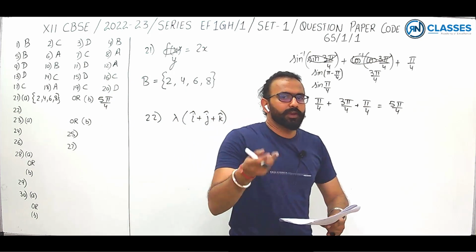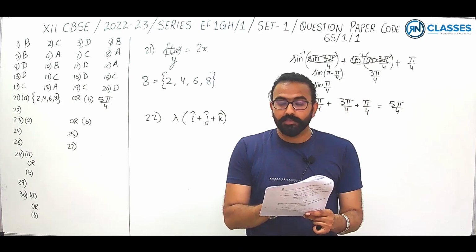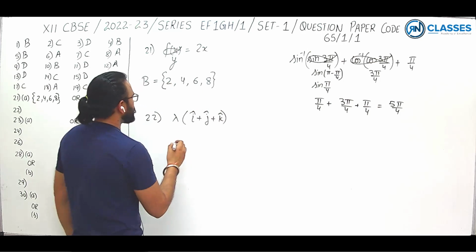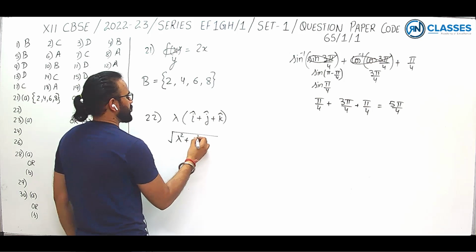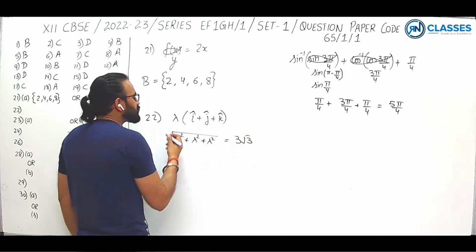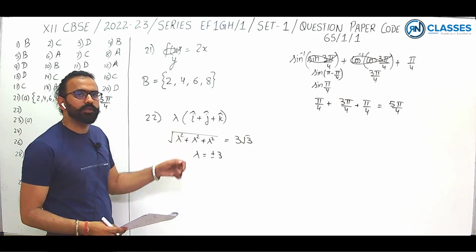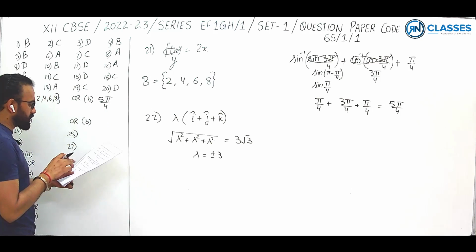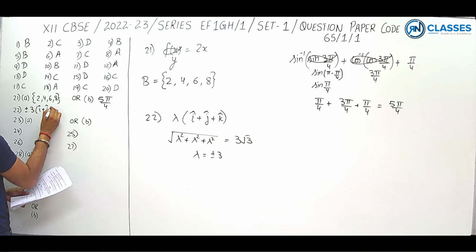So overall I have to find the value of lambda. In order to find the value of lambda we are given one condition, that the magnitude of the required vector is 3 root 3. So its magnitude we can easily evaluate, that is the positive square root of lambda squared for lambda i cap, lambda squared for lambda j cap, and lambda squared again for lambda k cap, and this equals 3 root 3. As we simplify this, we will get the value of lambda as plus minus 3. So substituting the value of lambda here, all the vectors satisfying the given condition will come. So the answer to question number 22 is plus minus 3 times (i cap plus j cap plus k cap).